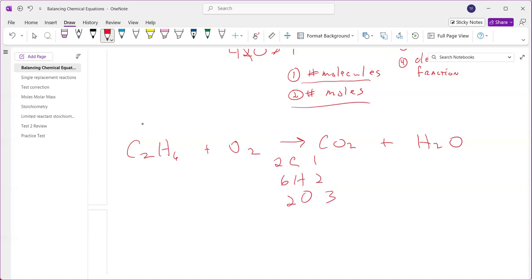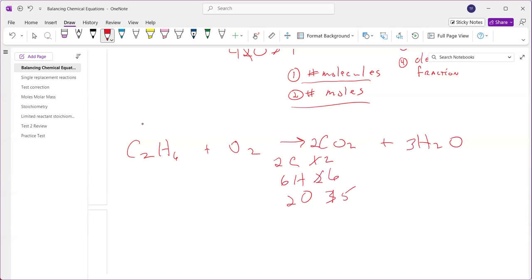Okay, so which one do you want to start on? Carbon. All right. So we're going to change the 1 here to a 2. Then we take inventory again. Okay, so that kicks our oxygen up to 2 plus 1 is 5. Okay. So the carbons are balanced, but nothing else is. So what are we going to do? Water. Let's change the water to 3.